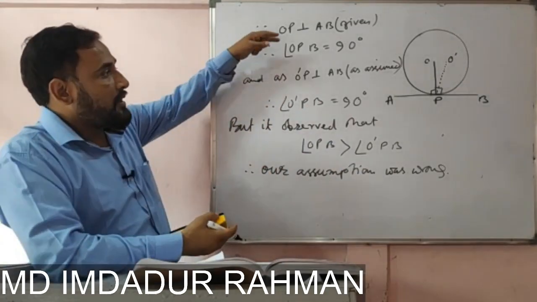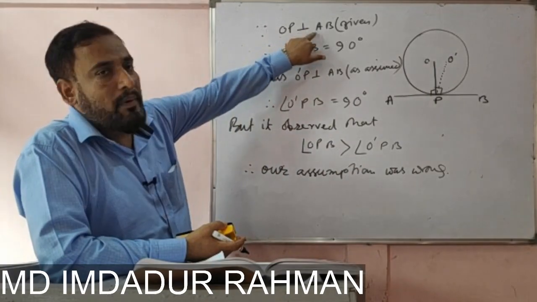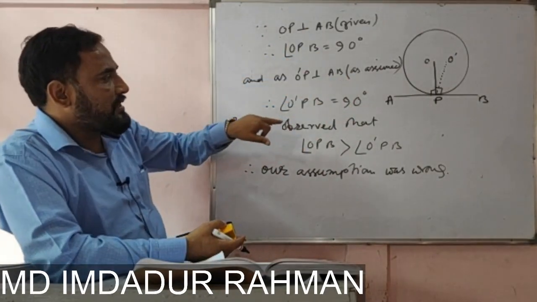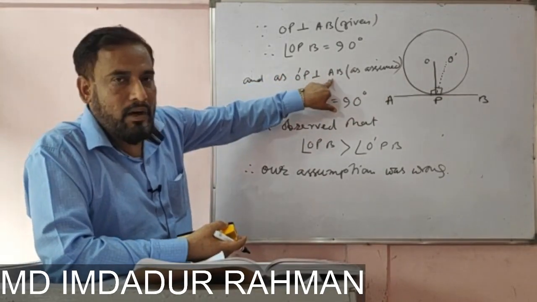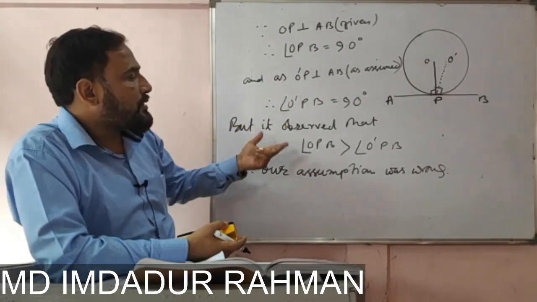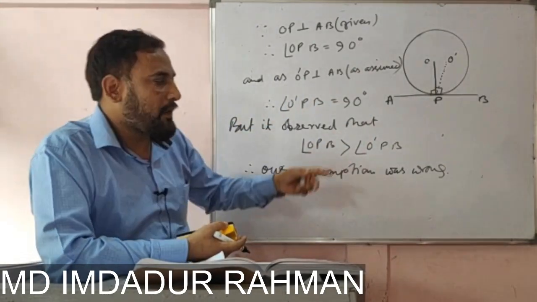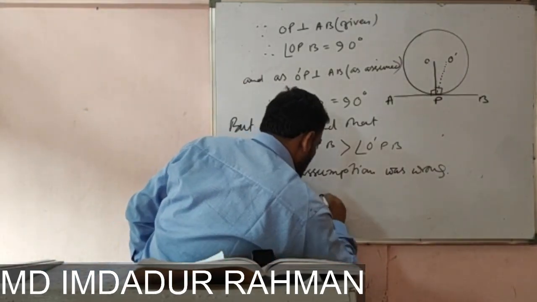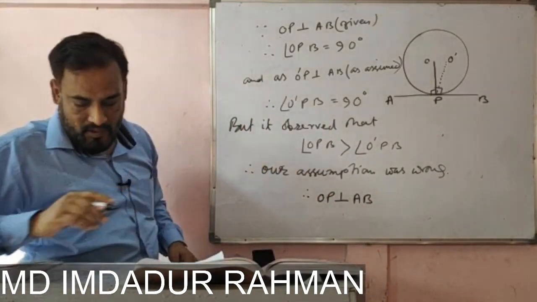So here you see, as we have given OP perpendicular to AB, so angle OPB is equal to 90 degrees, and as we have assumed O'P is perpendicular to AB, so angle O'PB is equal to 90 degrees. But as we are observing, angle OPB is greater than angle O'PB, so our assumption was wrong. Therefore, you can say that OP is perpendicular to AB only.